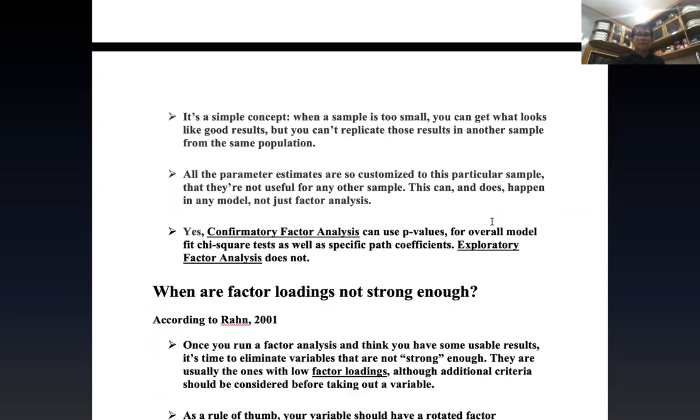Yes, confirmatory factor analysis can use p-values for overall model fit, chi-square test, as well as specific path coefficients. Exploratory factor analysis does not.